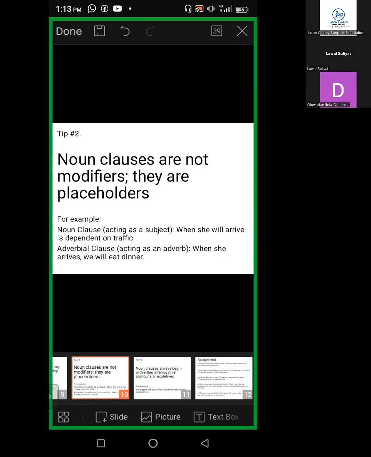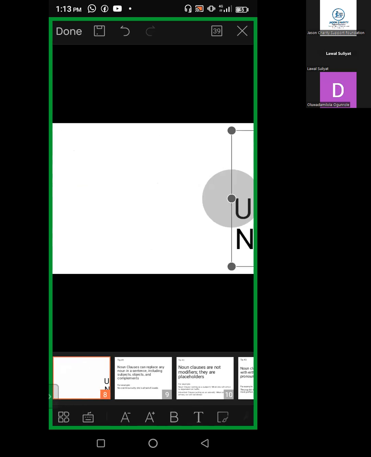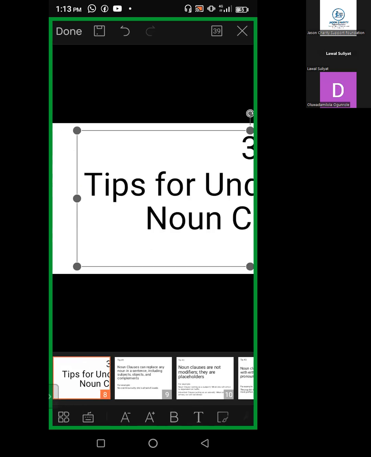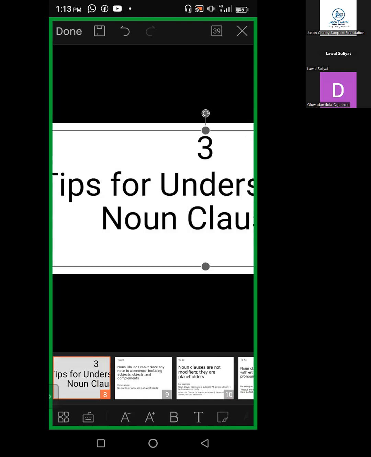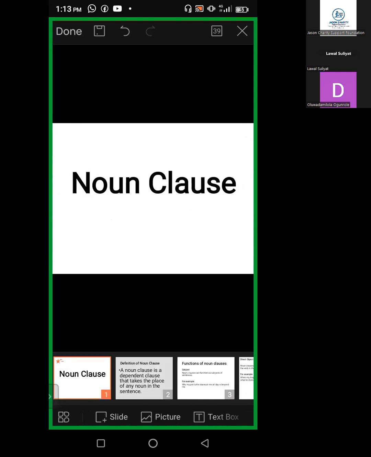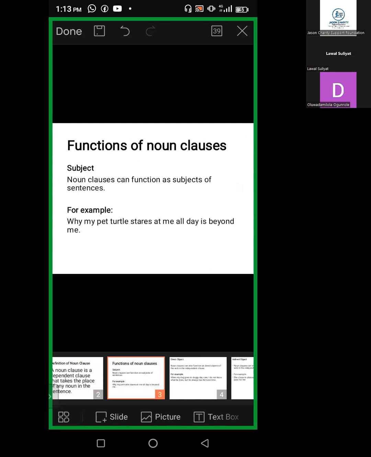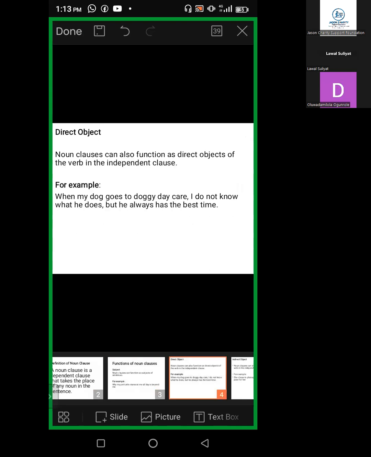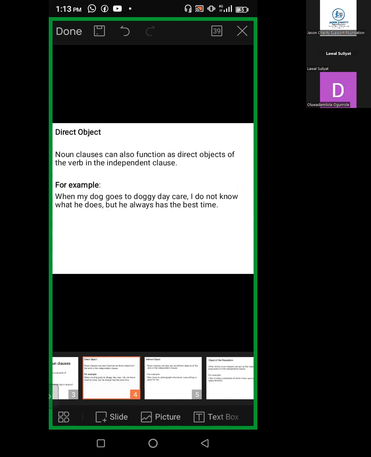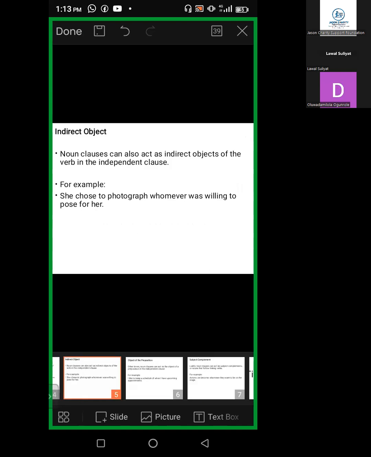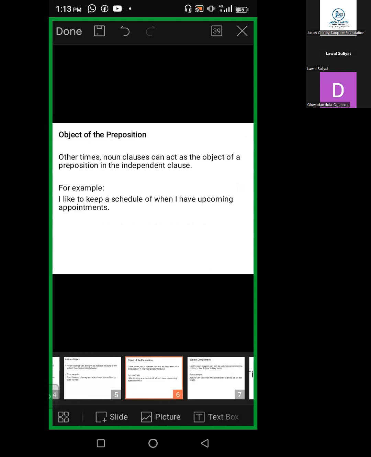Without wasting our time, I will quickly want to bring us back to the definitions. A noun clause, as we said, is a dependent clause that takes the place of any noun in a sentence. And we have said that a noun clause can function as the subject of a sentence, as the direct object, as an indirect object, as the object of a preposition, and can also function as a subject complement.